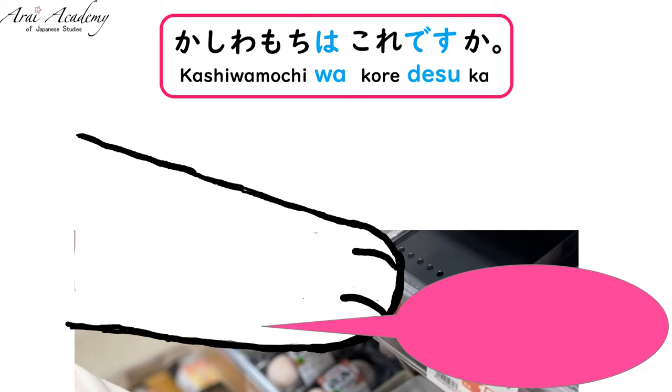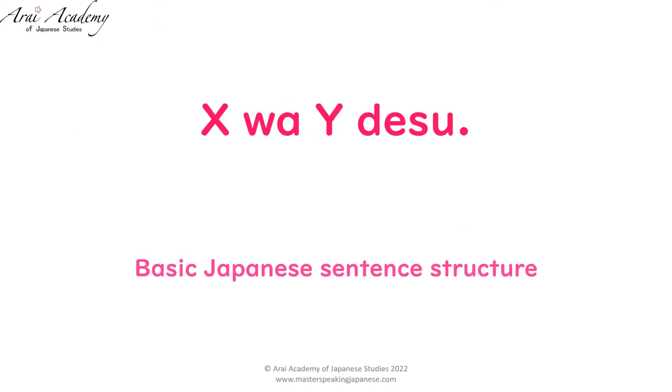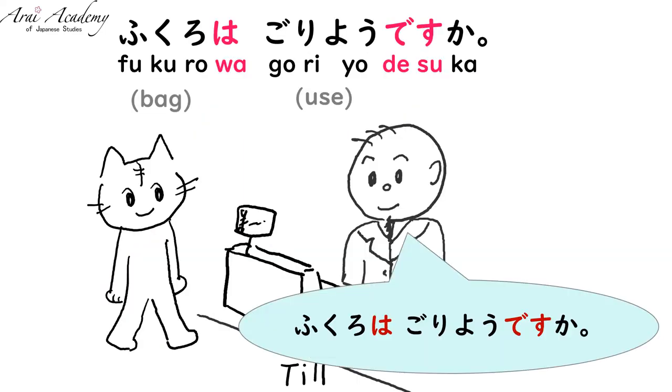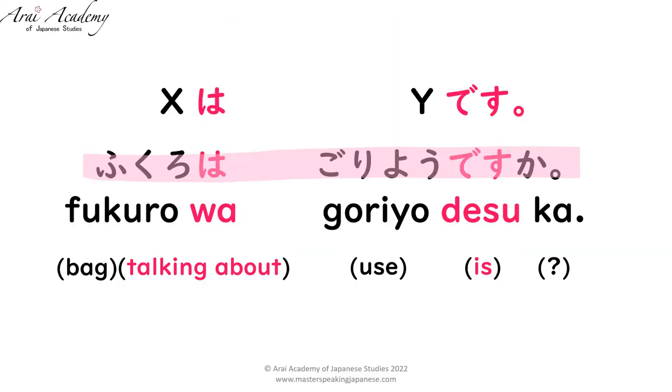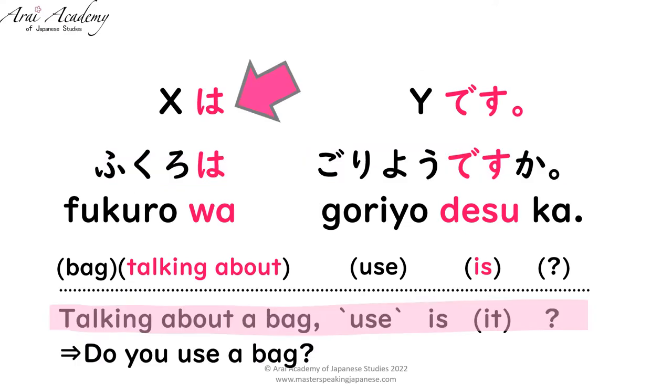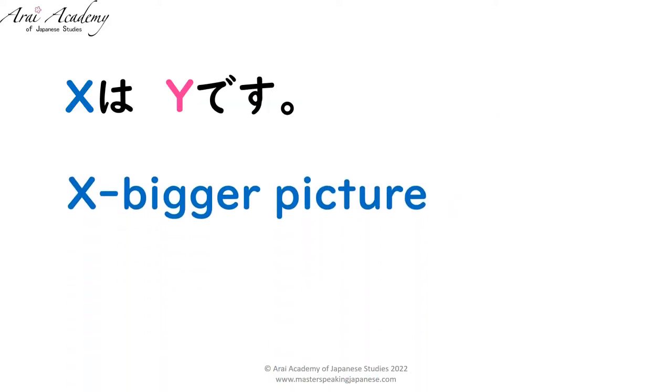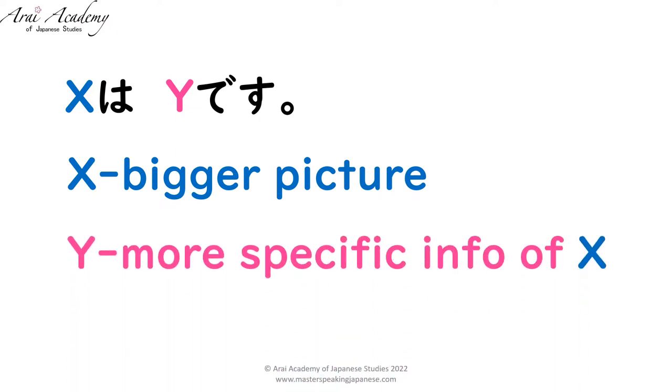Let's study more about this sentence structure. Let's revise the basic Japanese sentence structure from lesson 4. Do you remember this situation? 袋はご利用ですか? Talking about a bag, do you use? X or Y です。 X is a bigger picture and Y is more specific about X.